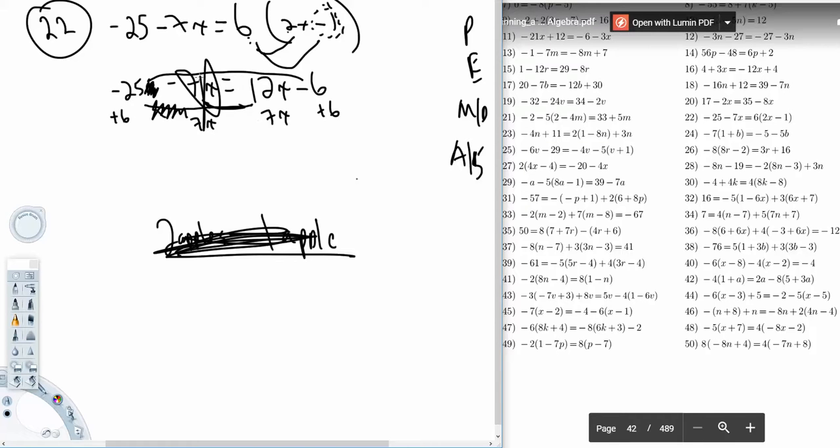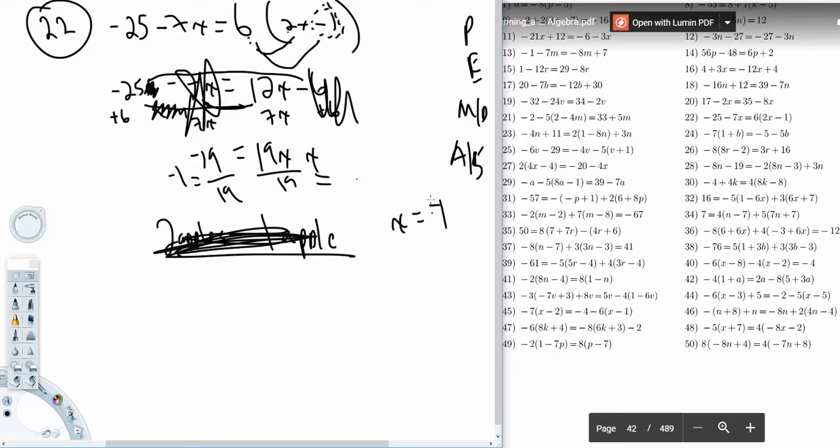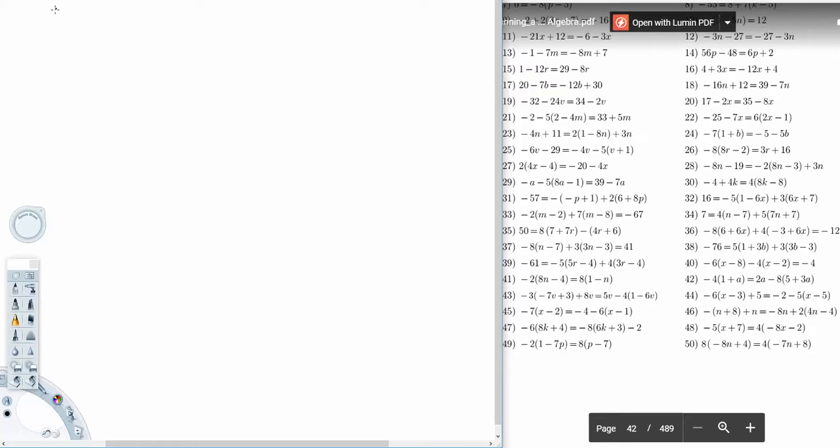So this cancels out. This cancels out. We now have 12x plus 7x equals 19x. And we have minus 25 plus 6 equals minus 19. If I divide this by 19 and I divide this by 19, I get x equals negative 1, right? This becomes negative 1, and this becomes x. Good. Number 23.